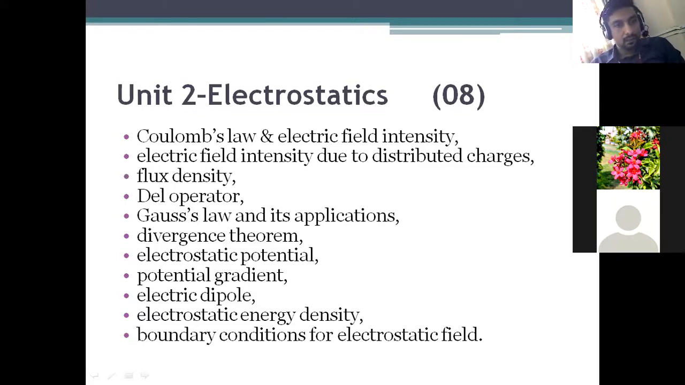Then we will discuss the flux density, right? Flux, total flux divided by area, that gives flux density. Then we will discuss the del operator. The del operator will help you find gradient, divergence, and curl. You might have heard those mathematical operators, such as gradient, divergence, and curl. We will discuss all those in detail, followed by Gauss's law and its application. Then there would be the divergence theorem, electrostatic potential, potential gradient, electric dipole.